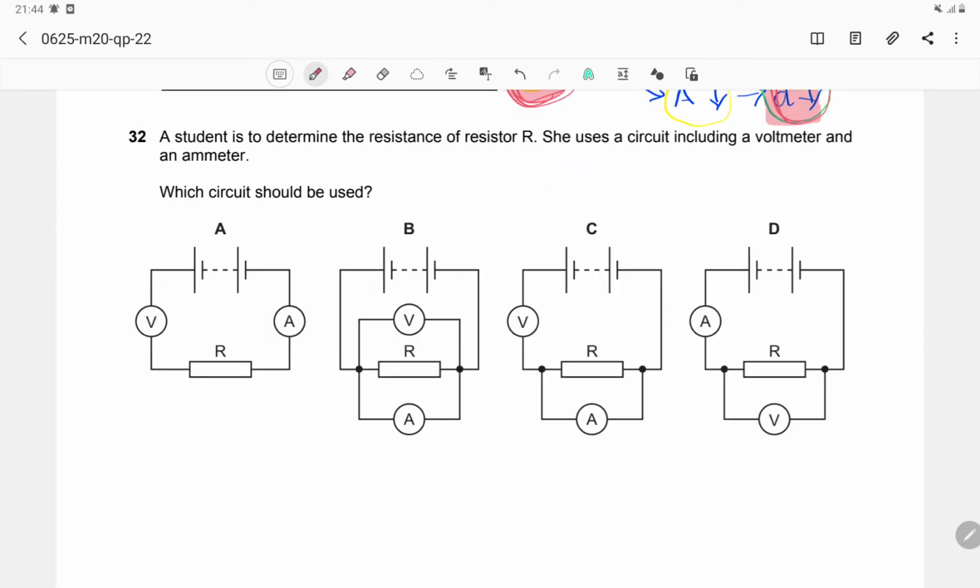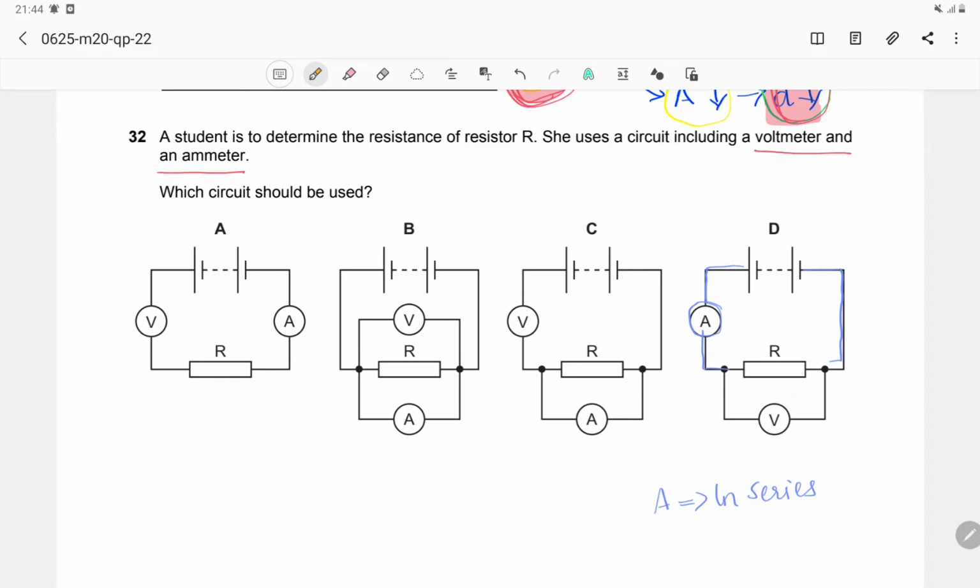Question 32. A student is to determine the resistance of resistor R. She uses a circuit including a voltmeter and an ammeter. Which circuit should be used? It is a very direct question. An ammeter is used to measure the current flowing in the path. You have to always connect it in series, or in the path. Ammeter should always be in series.